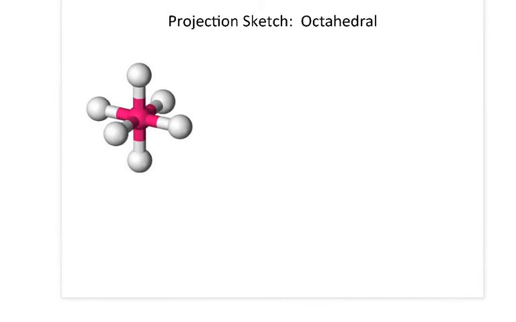All right, there are a number of different ways to represent the octahedral geometry with a projection sketch. The way I usually do it is similar to the molecule that we have here. I draw these guys all being in the same plane, and then I draw these coming out of the plane towards me, and then these going back into the plane away from me. And so for a general octahedral projection sketch, I would draw it like this.